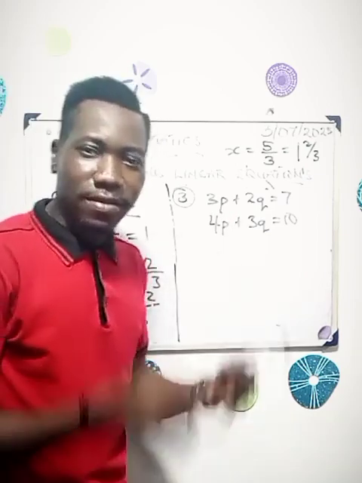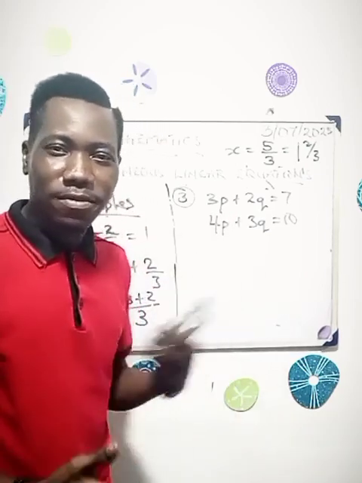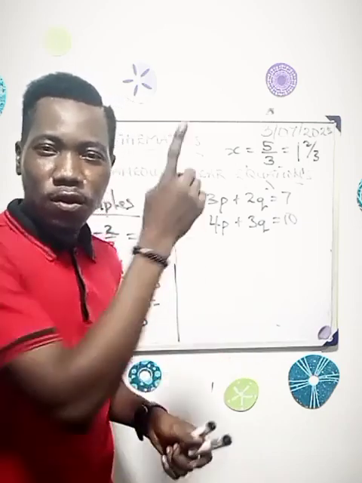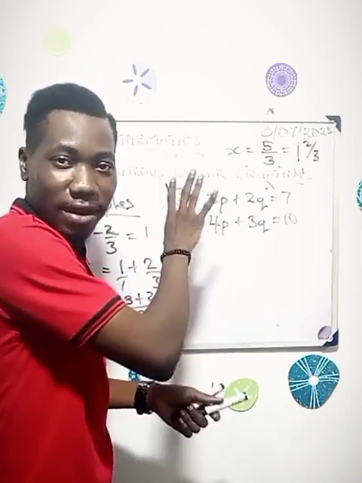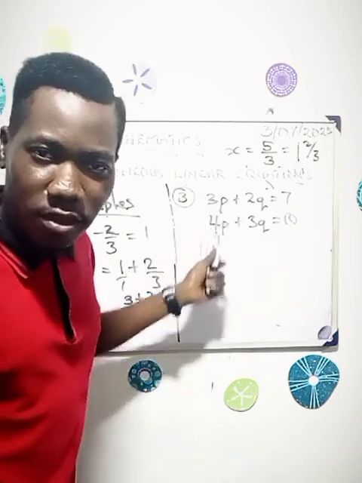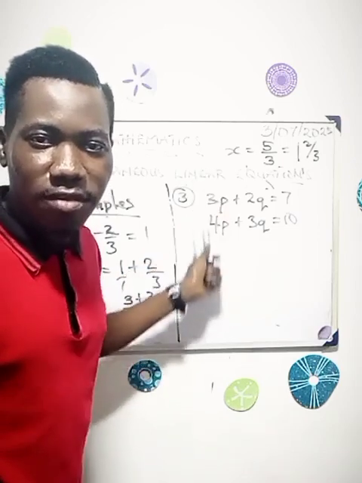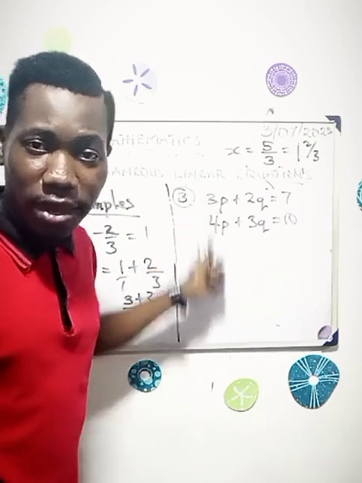Again, what are the steps in using elimination method? Decide which variable you are going to eliminate, so we decided on P. What's the next thing? Check the coefficients and see if they're the same. In this case, we have 3 and we have 4, so they're not the same.